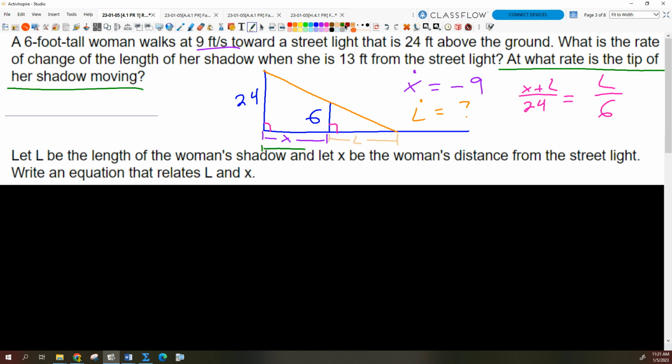Let's call this entire quantity, let's call it D for distance, capital D. Now for the second part, we have a relationship: D just equals X plus L, right? Okay, I should be able to do some calculus with that and find D dot then, right? Good? Okay.